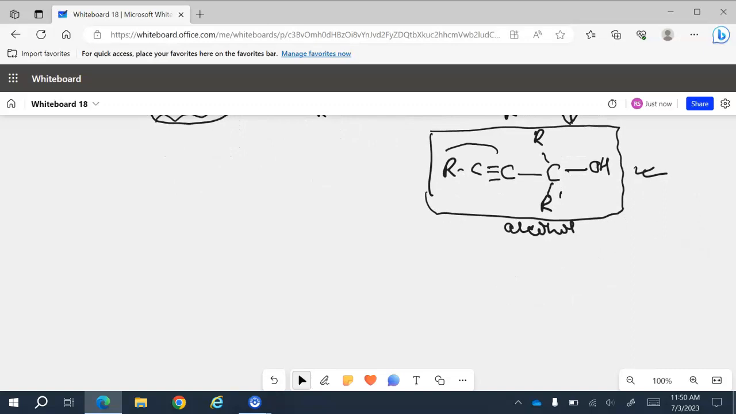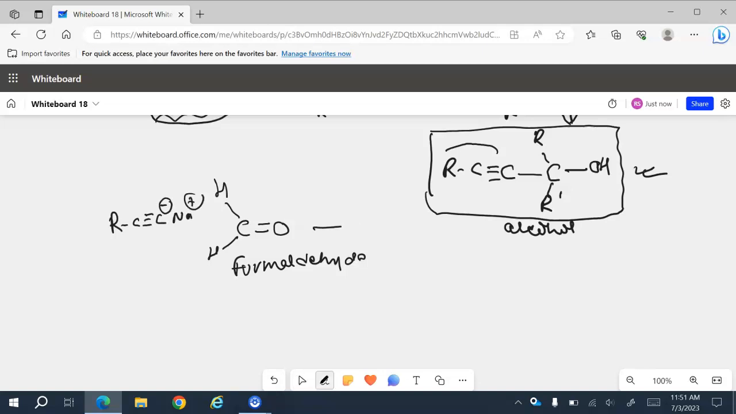So if we use this carbonyl compound, for example, formaldehyde, you have C double bond O. If you have both sides hydrogen, we call that formaldehyde. If we use formaldehyde and react with sodium acetylide, C minus and Na plus, this is what is going to be attached on the carbon. So the result will be carbon with two hydrogen, and O becomes now OH.